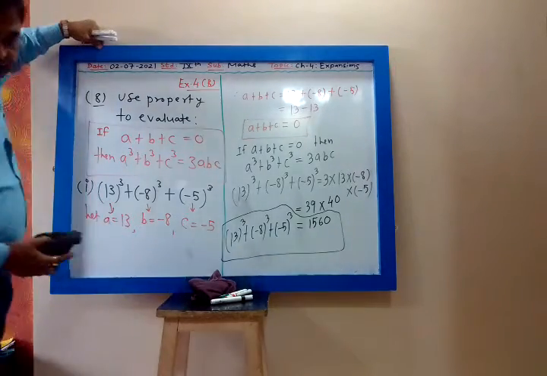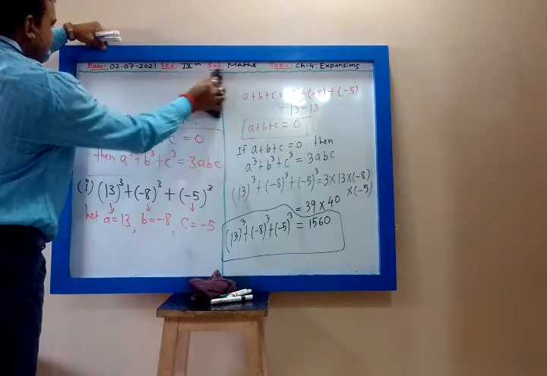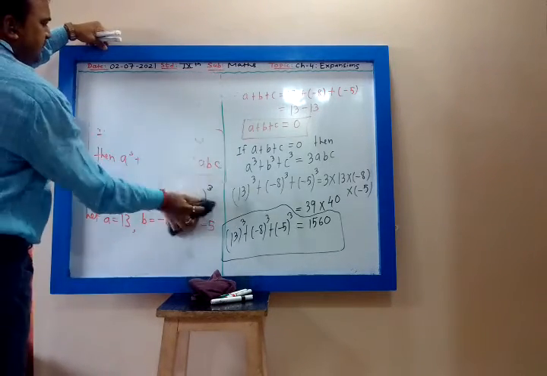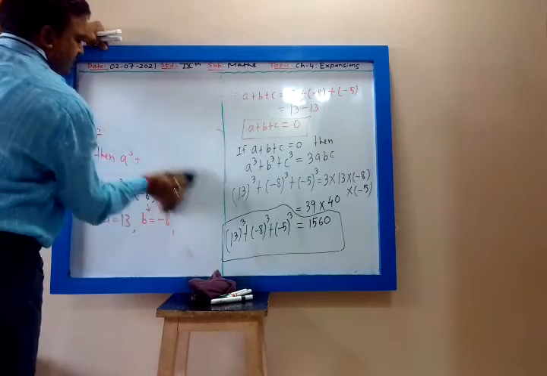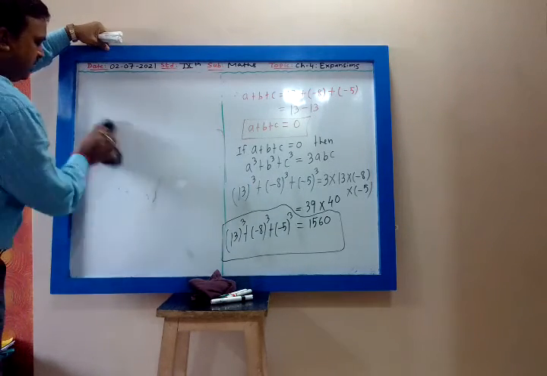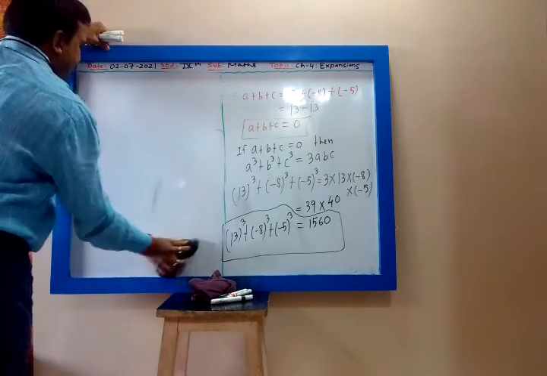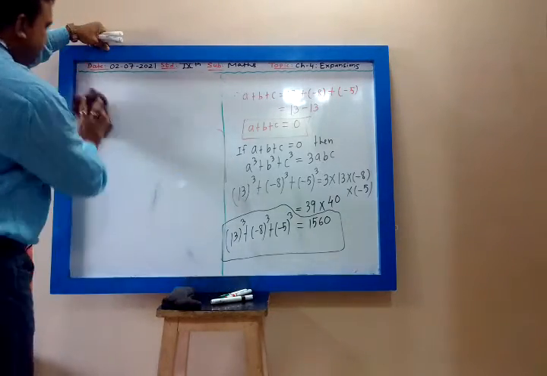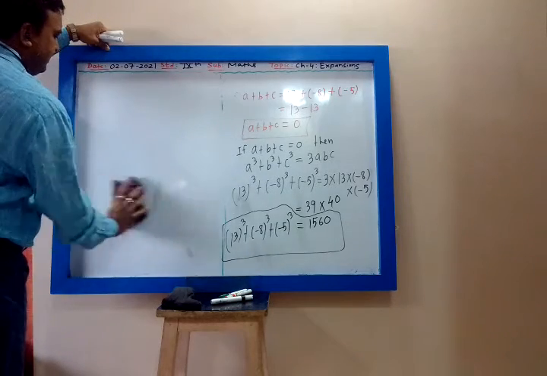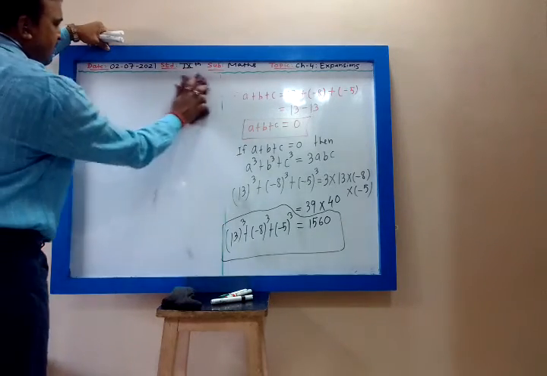Okay. So now there are other problems. If a plus b plus c is 0, then only a cube plus b cube plus c cube is 3abc. If a plus b plus c is not equal to 0, then I cannot write a cube plus b cube plus c cube as 3abc. Okay, so this result you remember, because in examination it will be asked only use the property. Property will not be given.